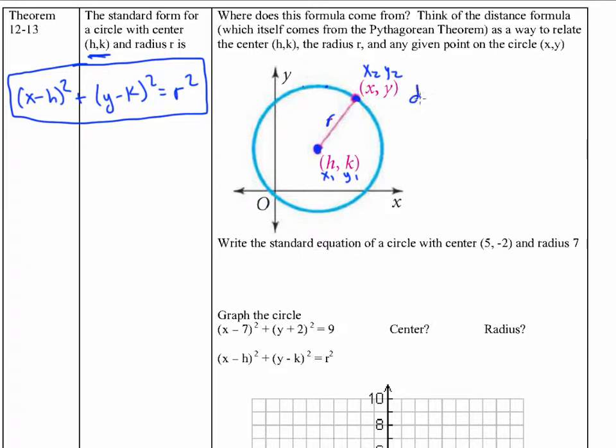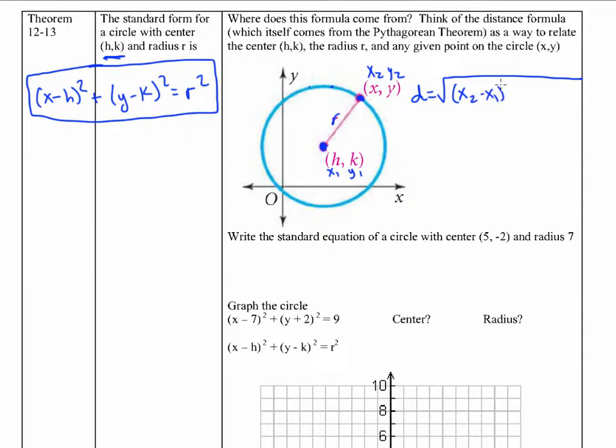The distance formula, as you recall, is d equals the square root of x2 minus x1 squared plus y2 minus y1 squared. That's the distance formula. So we can use that to relate these. Let's go ahead and do that. So d equals the square root of x2, which is x, minus x1. What's our x1? Right here, h, squared, plus y2. What's our y2? It's y, minus y1, right there, k, squared. All right, that's the distance formula.